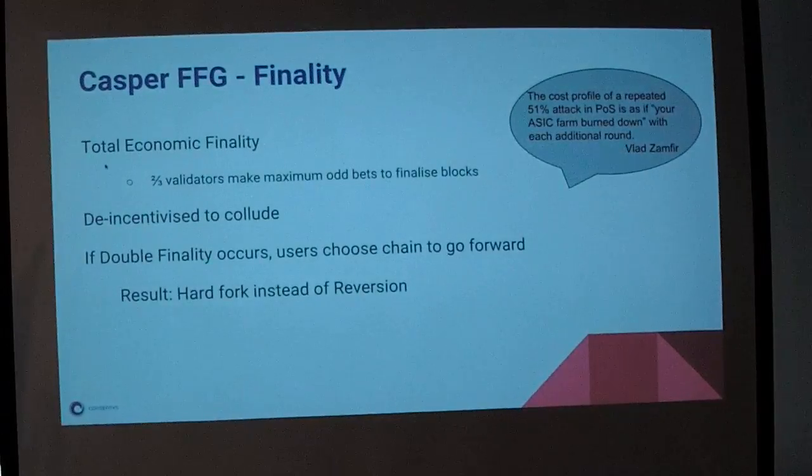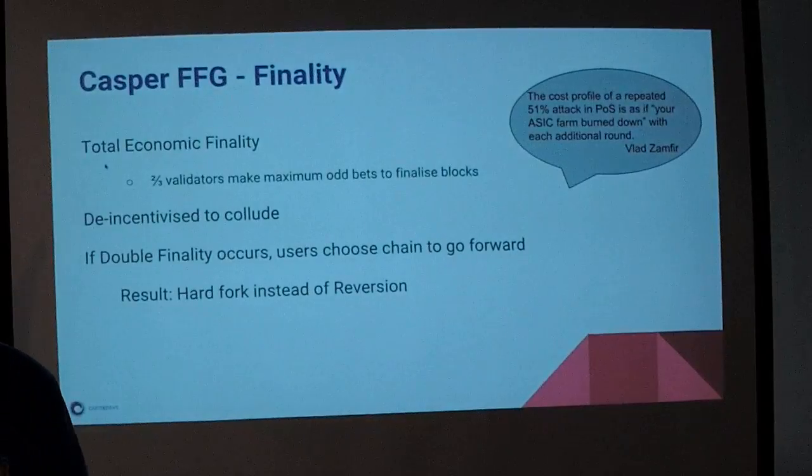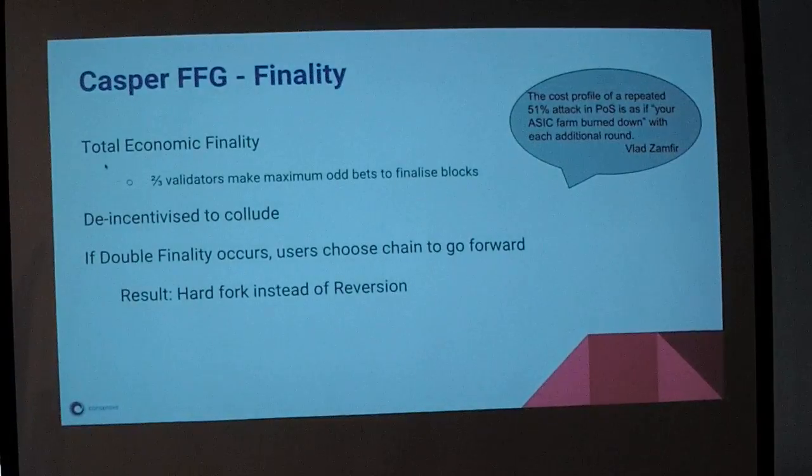What is finality, or why is finality important? Well, effectively what we're talking about here is total economic finality, 2/3, maximum on bets, and where there's a de-incentivization to collude. What do I mean by that? So if Alice and Bob decide to collude on one fork, and Bob and Charlie collude on a second fork, at some point, Alice or Charlie are going to lose and lose big time. So why would you do it? Right? You're going to lose. The risks are high, and the risks are your stake.